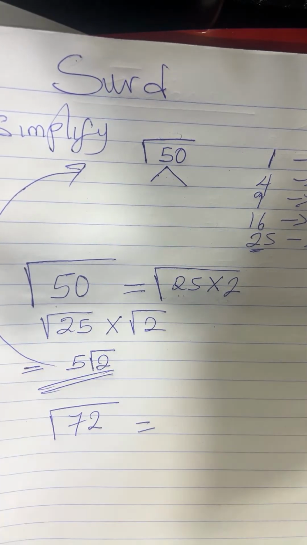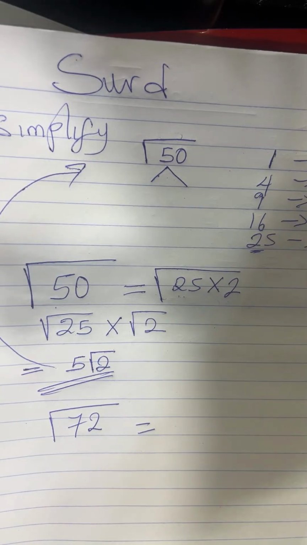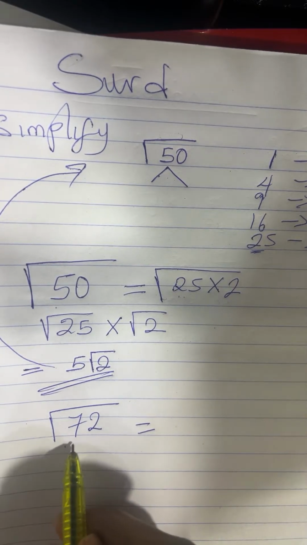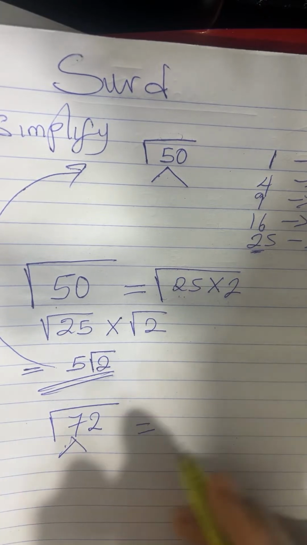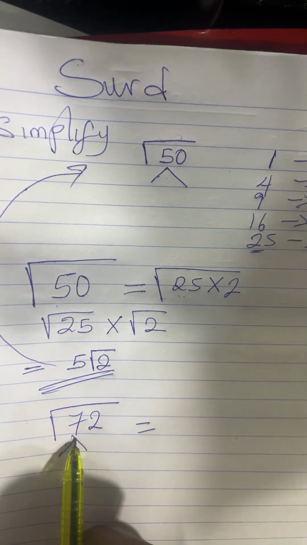If you are a sharp learner, let us know whether you can get the answer to simplifying the surd root 72. For you to do this, it is very, very easy. Do you know what you are going to do? You are going to think of two numbers that multiply to get 72. But the thing there is that one of the numbers will be a perfect square, while the other will not be a perfect square.